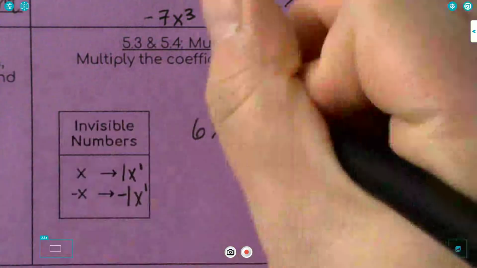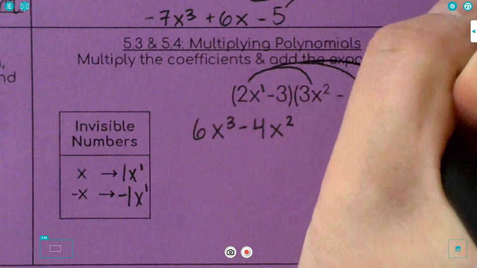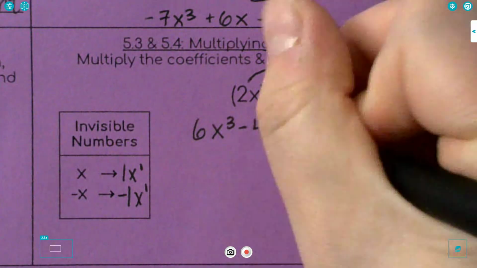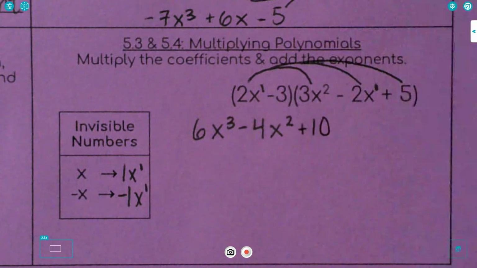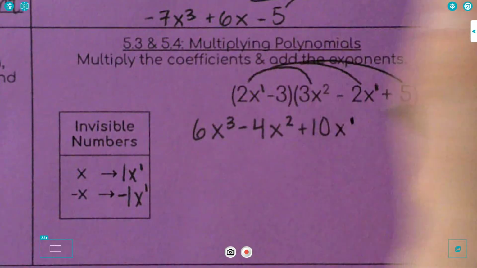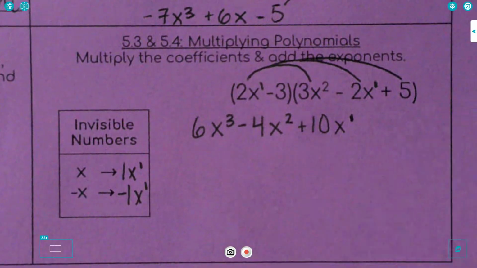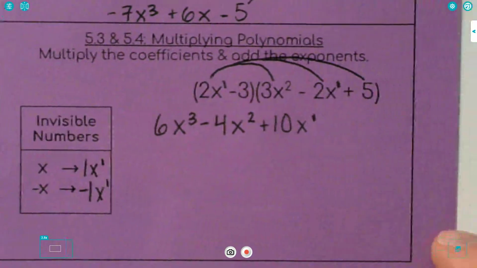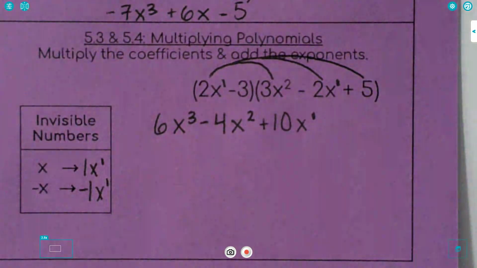And then 2x to the first times 5. 2 times 5 is 10. And then 1 plus none is 1, so I still have my x to the first. Should have started further to the left. I'm going to run out of space here. Any questions about those first 3 terms?